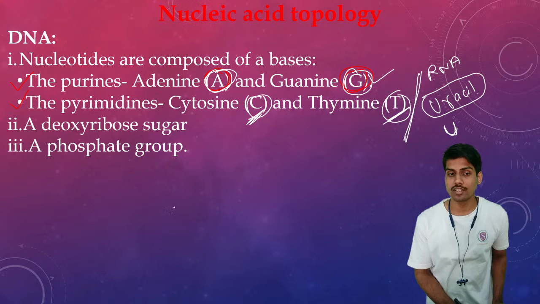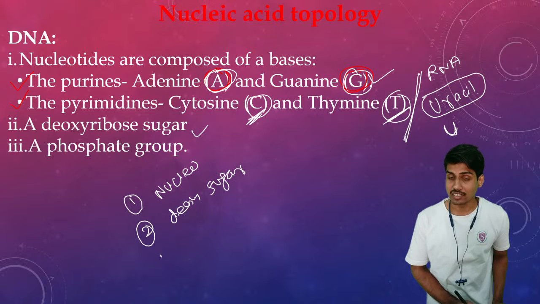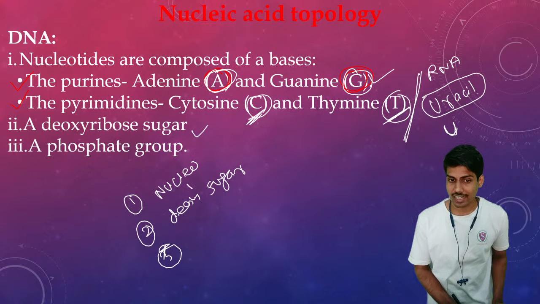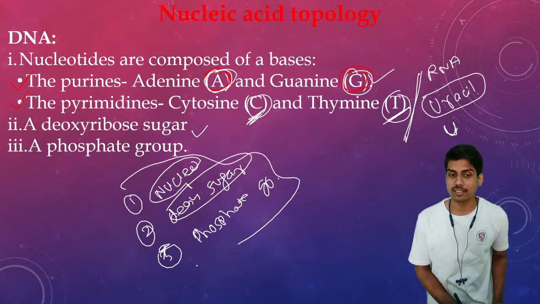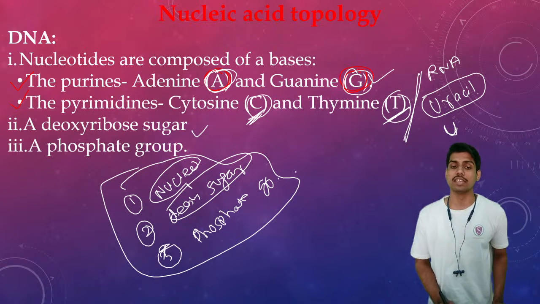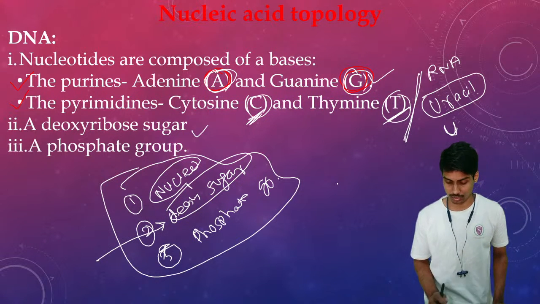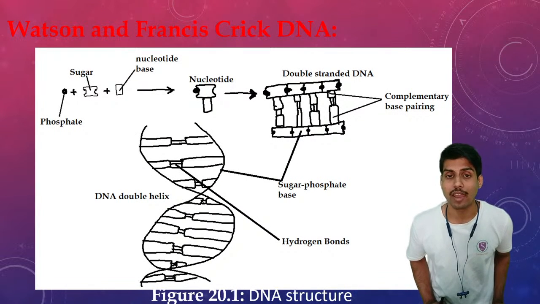DNA has the nucleotide base as one thing. The second is deoxyribose sugar. The third component it has is the phosphate group, which attaches the nucleotide base and the deoxyribose sugar. So these are the main three components of deoxyribonucleic acid, or DNA. In case of DNA it is deoxyribose sugar; in case of RNA it would be ribose sugar. That is the structure. We will see this in this topology only.